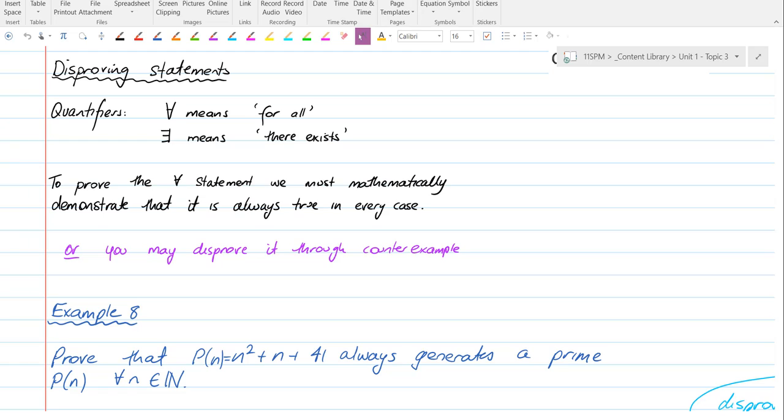To prove a for all statement, we just need to mathematically demonstrate that it's always true for every case, or perhaps you might mathematically demonstrate that there is one case where it's not true. That would prove that the for all is false if one case doesn't work. That would be disproving it through counterexample, as I've written there in purple. So just keep that in mind, that's one option. We're going to do a couple of proofs by for alls. One of them is a counterexample type proof, and one of them is a proof for all the whole way.